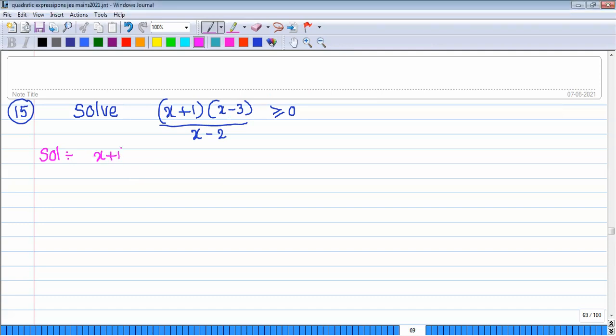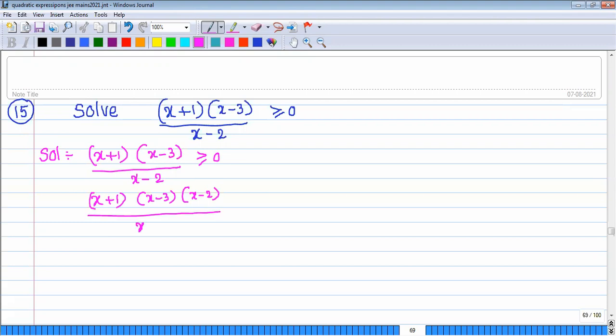x plus 1 times x minus 3 upon x minus 2 greater than or equal to 0. Multiply both numerator and denominator with x minus 2. You get x plus 1 into x minus 3 into x minus 2 upon x minus 2 whole square greater than or equal to 0. But provided one condition, x should not be equal to 2, because if x is equal to 2, the left hand side is not defined.